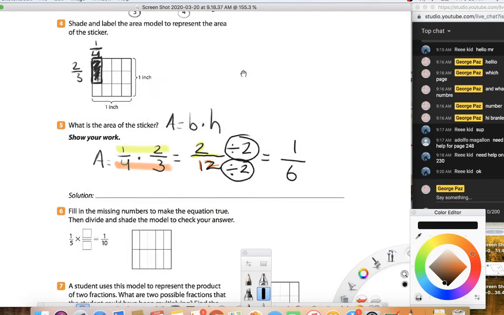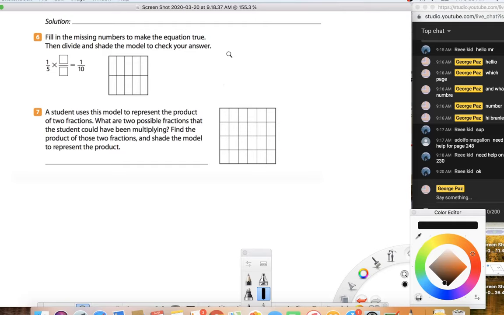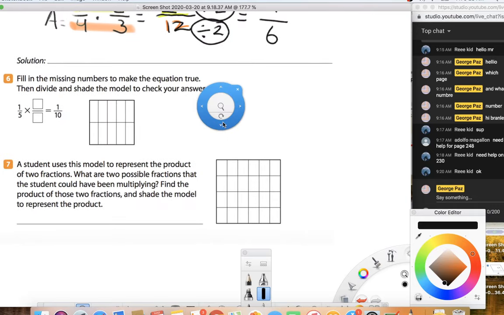Let's check for 6. Oh, I can zoom in. Cool. Ooh, I don't know if I can do that. It's pretty cool, I guess.